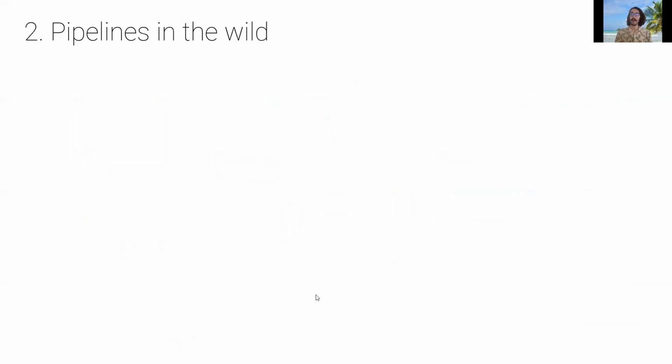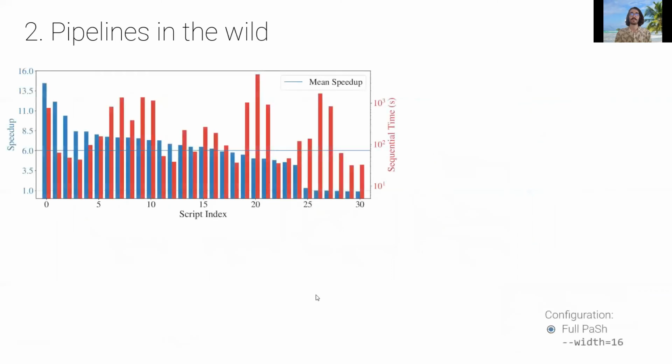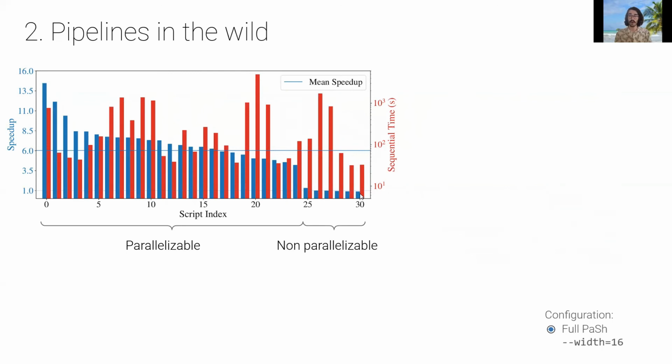Second, we have a set of pipelines taken from the wild that are created as solutions for the Unix 50 challenges. So here's a plot showing the speedups in blue and the sequential times in red. And the blue line here is the mean speedup. The configuration is PaSh with width 16. And as you can see, there are parallelizable scripts that PaSh manages to parallelize and achieve speedup for, and there are ones that are not parallelizable, for example, because they contain awk. And for these scripts, you can see that PaSh does not significantly slow them down, but rather keeps them at almost the same execution time as their sequential counterparts.